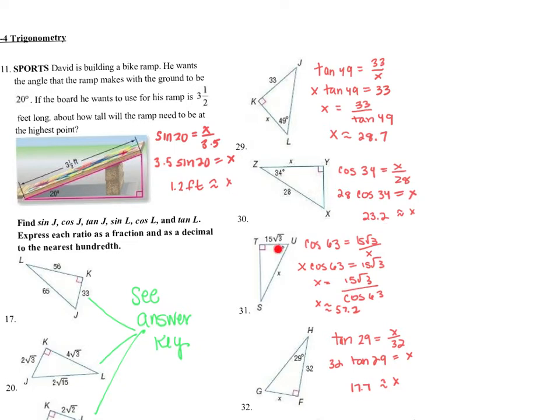In number 30, we're given this angle measure here at 63, and then we are given the adjacent, and we're looking for the hypotenuse. So that's going to be cosine again. So cosine of 63 degrees is equal to the adjacent over the hypotenuse, which was our unknown, our x. So when we cross multiply, the x is going to come out in front here, and then we need to isolate the x, so we're going to divide by the cosine of 63, and then this is what we're putting into our calculator. To simplify, we get approximately 57.2.